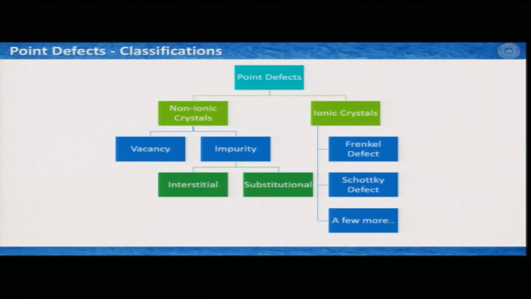First, they classify whether your crystals are ionic or non-ionic, and if your crystals are non-ionic, then you have vacancy and impurity, and within the impurity we have interstitials and substitutional impurities. Within the ionic crystals, there are mostly 2 categories, one is Frenkel defect, another is Schottky defect, and there are a few more, but we will mostly look at Frenkel and Schottky defects very briefly. But before that, let us go to the non-ionic crystals and first take up the vacancy.